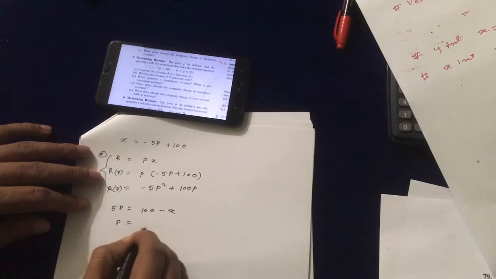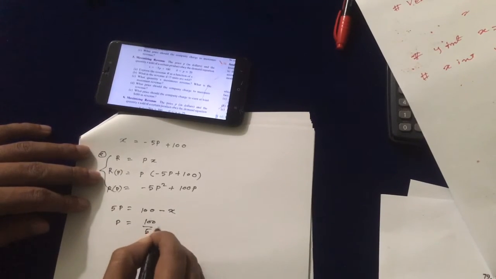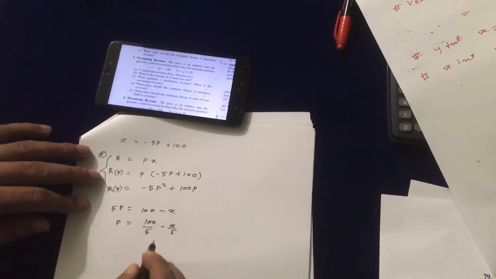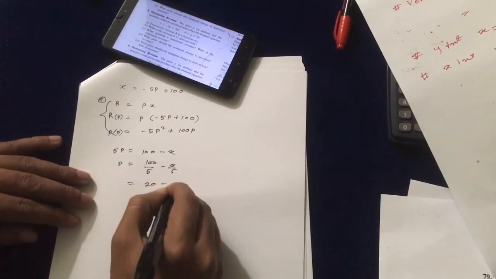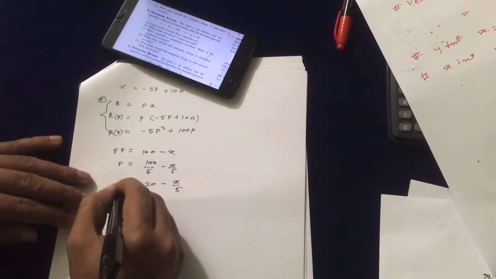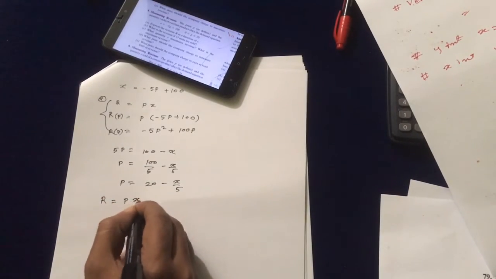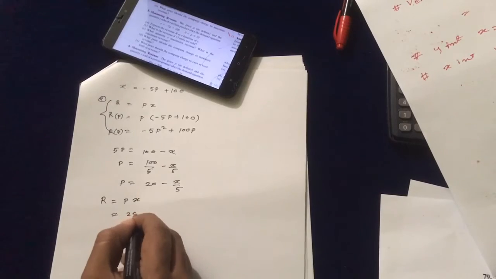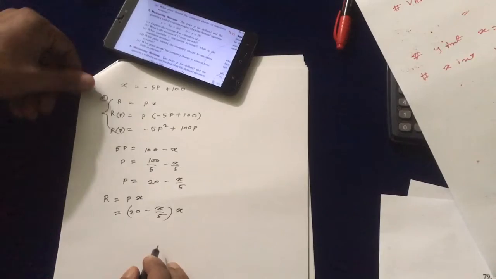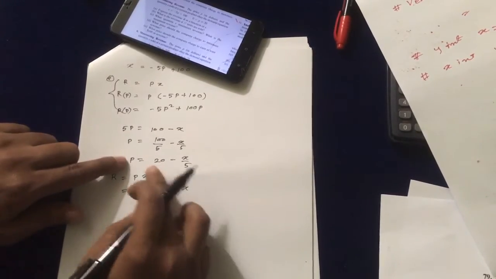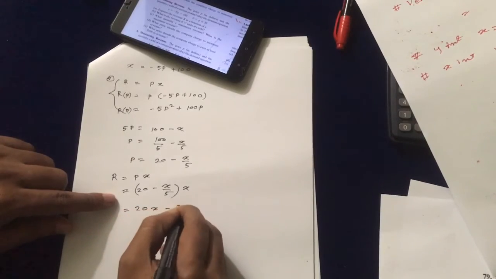Then P equals 100 divided by 5 minus X divided by 5. 100 divided by 5 means 20, so P equals 20 minus X divided by 5. Now R equals what? R equals P into X. So now we have 20 minus X divided by 5, into X. We have just put P here. So it becomes 20x minus x squared divided by 5.